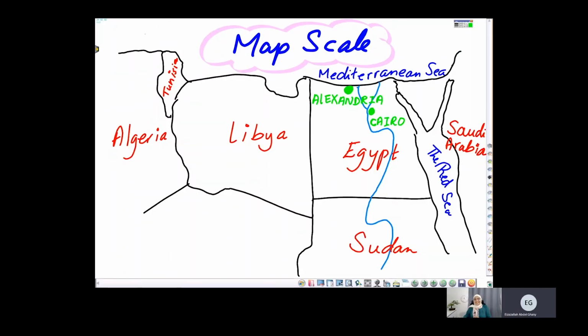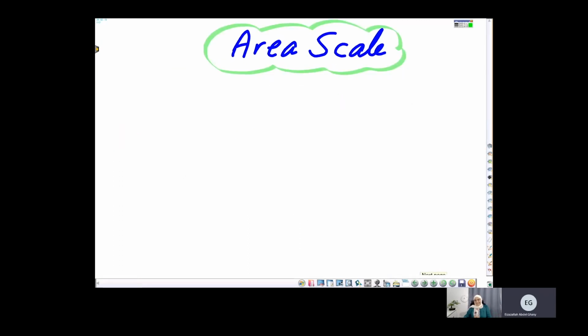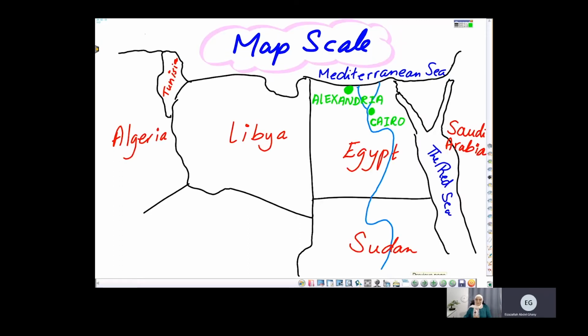After we explained and discussed various types of conversion of length and conversion of area, it's time to explain map scale and area scale. All of us know what a map is. For example, here we can find the map of the Middle East: Egypt, Saudi Arabia, Sudan, Libya, Tunisia, Algeria, and at the north we can find the Mediterranean Sea, and to the east we can find the Red Sea, and so on.